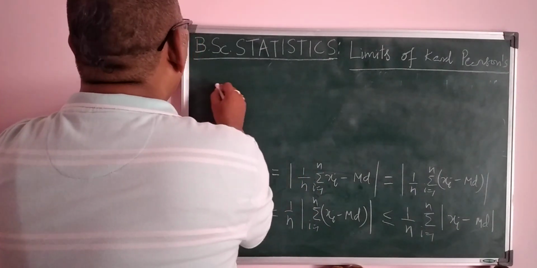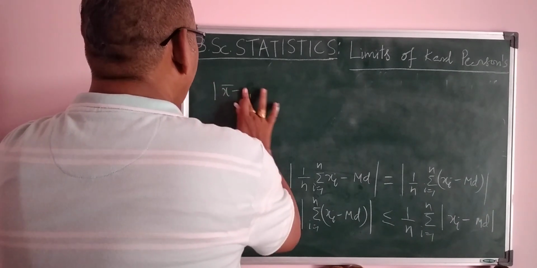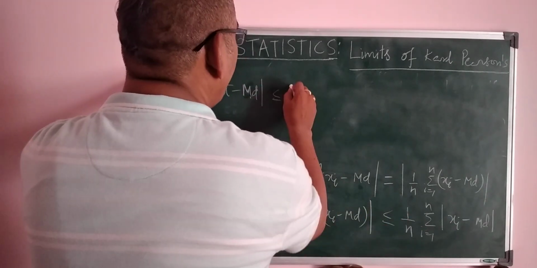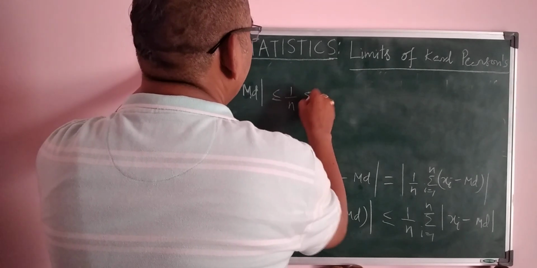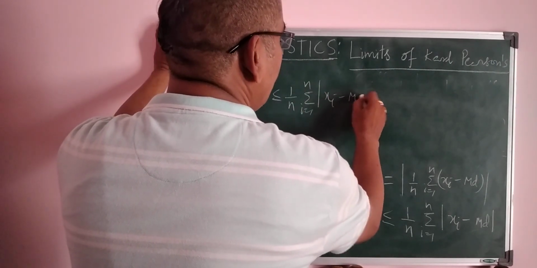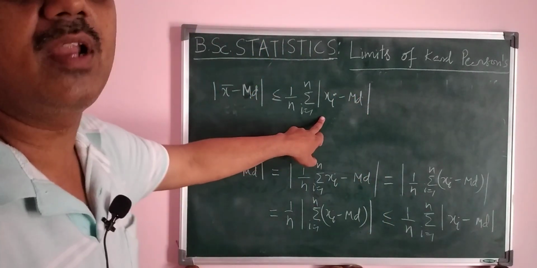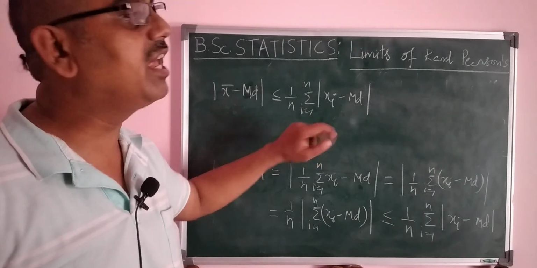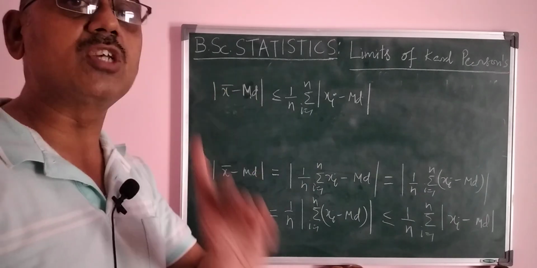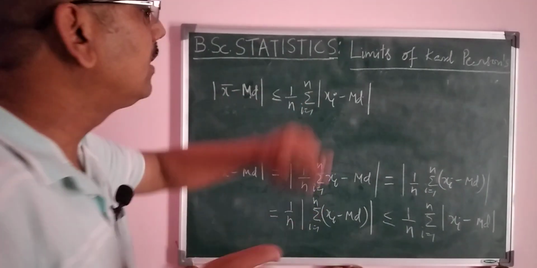What I am writing here: modulus of x bar minus median is less than or equal to this value, 1 by n summation i equal to 1 to n modulus of xi minus median. This is the formula of mean deviation about median. It is taken from median, and it always takes the least value when compared.